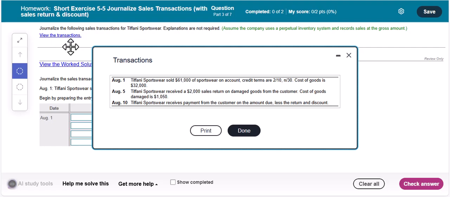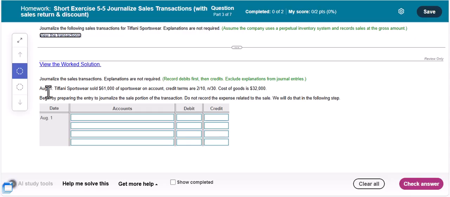So if we take a peek here, it looks like on August 1st, we sold some sportswear on account. So that's going to give us some AR. Then we return some damaged sportswear, so then we are going to lower AR, accounts receivable. And then finally, the customer is going to pay us on the 10th, less the return and less the discount. So let's minimize this and get to August 1st.